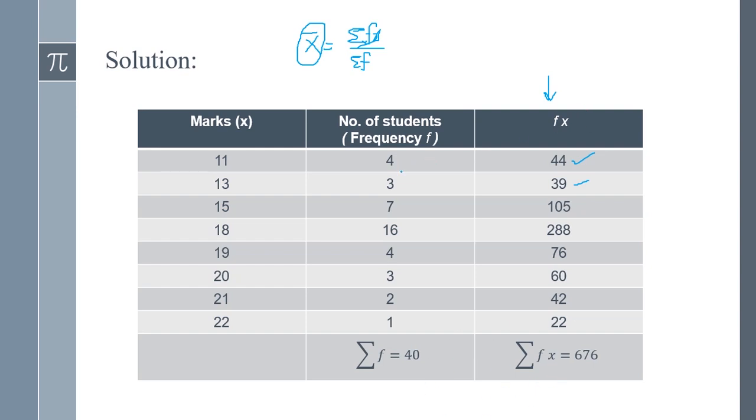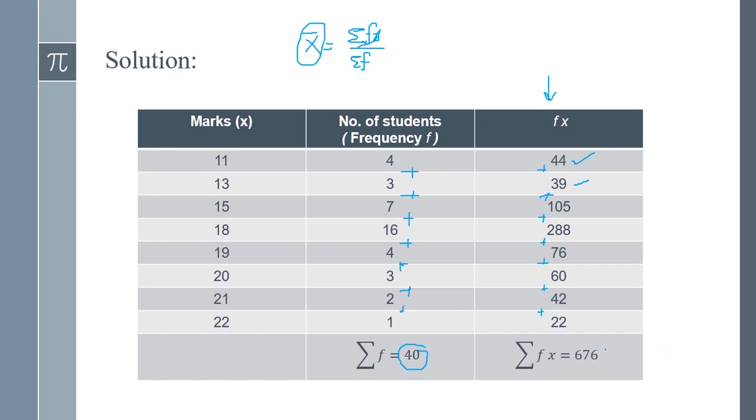When we add up 4 plus 3, then plus 7, plus 16, plus 4, plus 3, and so on. तो जब आप इन सब वैल्यूज़ को सम अप करोगे तो आपके पास जो फ्रीक्वेंसी है उसका जो सम है वो आ जाएगा 40. This is the thing which we need to calculate. Second thing is we need to sum this column of fx. When 44 added into 39, then answer will be added into 105, and the procedure repeated until we reach the last value of this column.